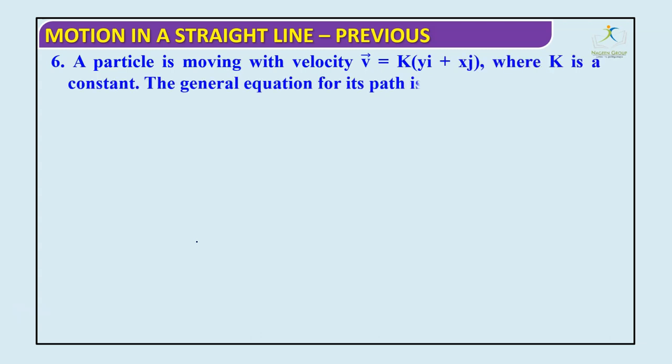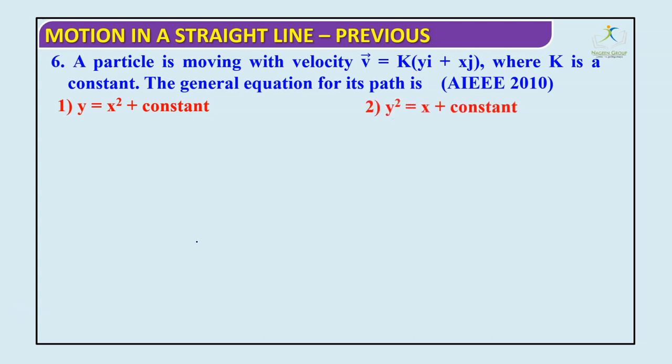Next question is, a particle is moving with a velocity vector v is equal to k y i plus k x j, where k is a constant. The general equation for its path, which was asked in the AIEEE 2010. The first option is y is equal to x square plus constant, y square is equal to x plus constant, xy is equal to constant, y square is equal to x square plus constant.